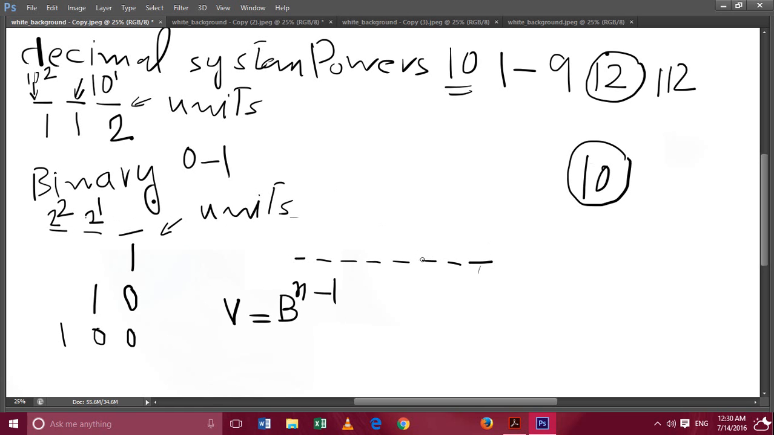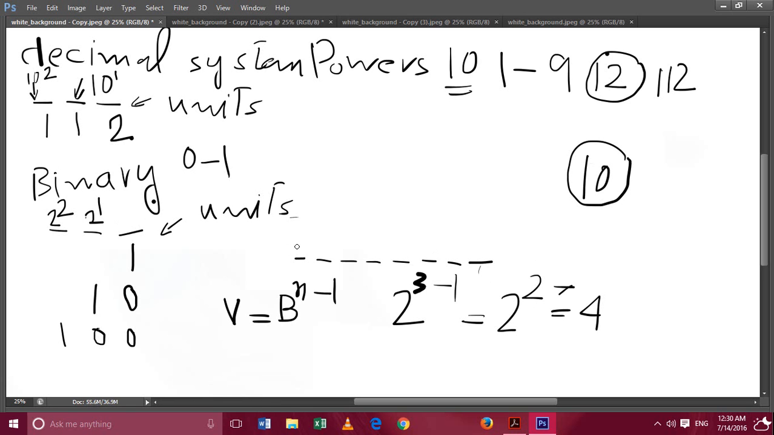If we wanted to know the value of this place according to this equation, we say the base is 2 in the binary system, and its rank is 3: 1, 2, 3. So 3 minus 1. That would be 2 raised to the power of 2, and that would be 4. So now we know that the value of this place is 4. That's verified.